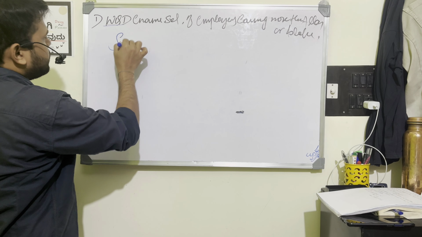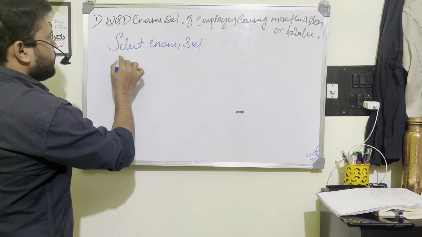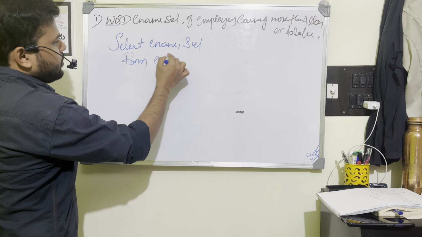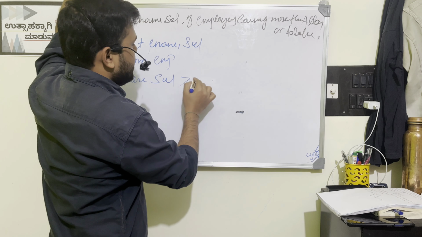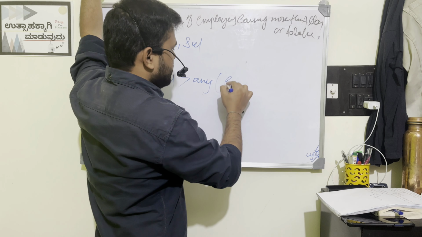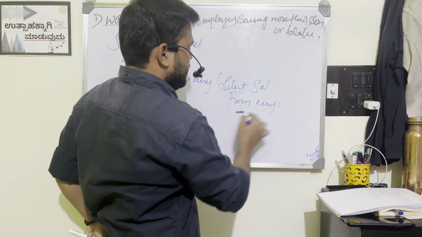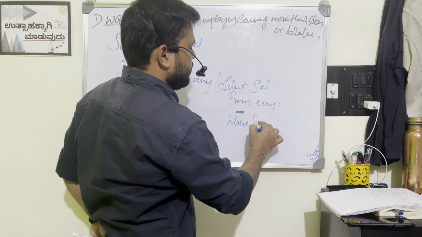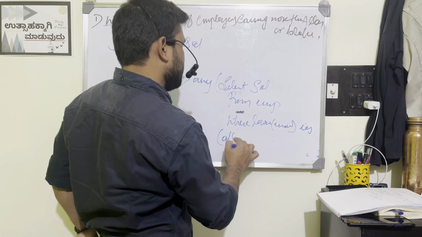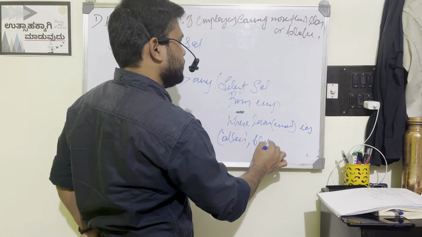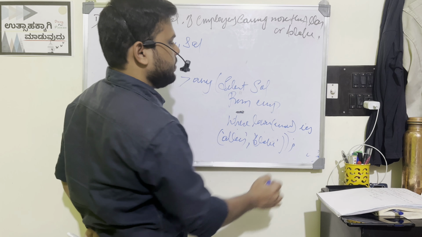Select ename, sal from EMP where salary greater than any, select sal from EMP where lower of ename in Alan in single quotes, and Blake. Close the two parentheses and terminate with a semicolon.